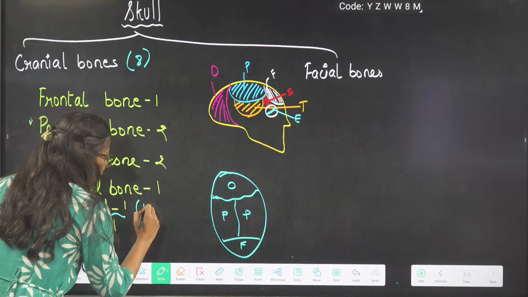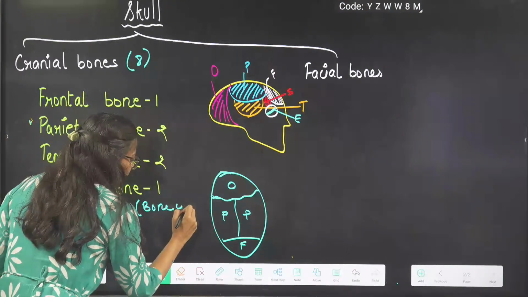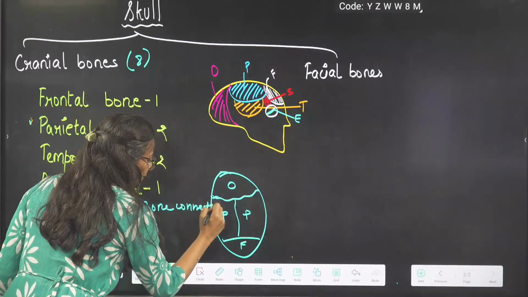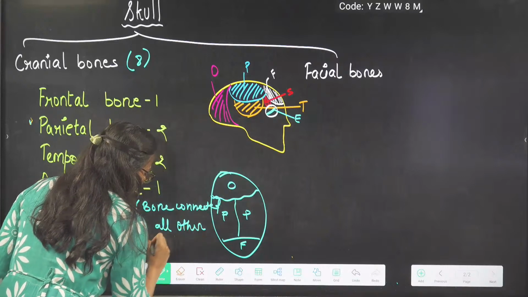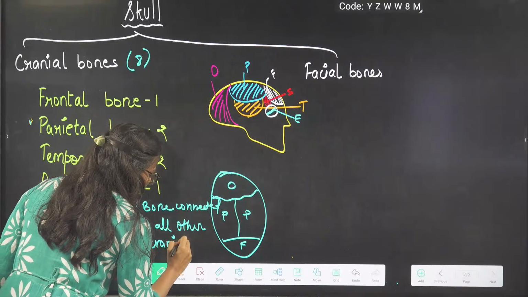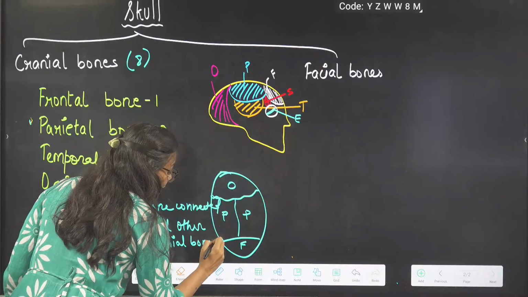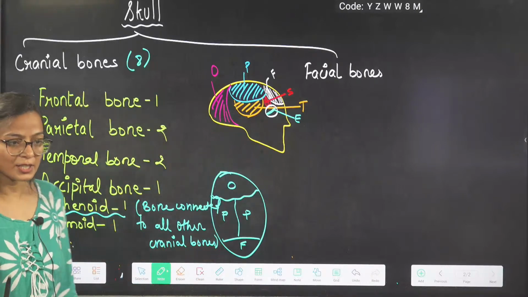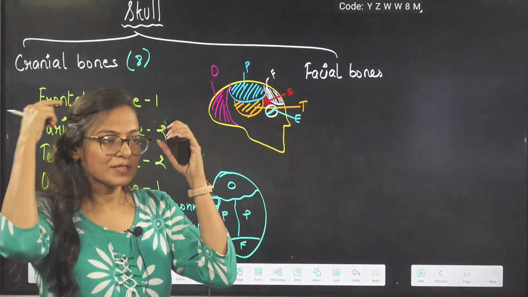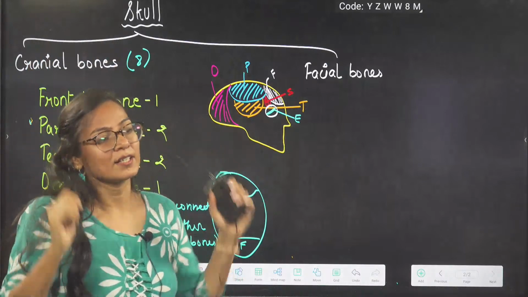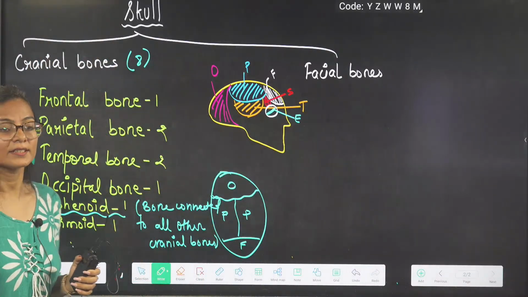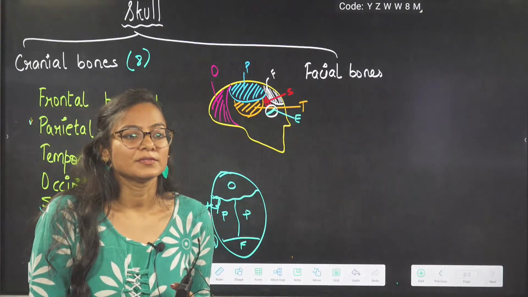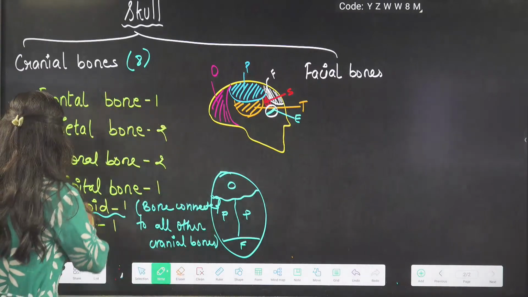Second thing, a very special point about sphenoid bone. It is the only bone that is connected to all other cranial bones. It is a very beautiful butterfly shaped bone, and it is the only bone which is connected from all the sides to all the other bones of the cranium, right? Clear everyone?